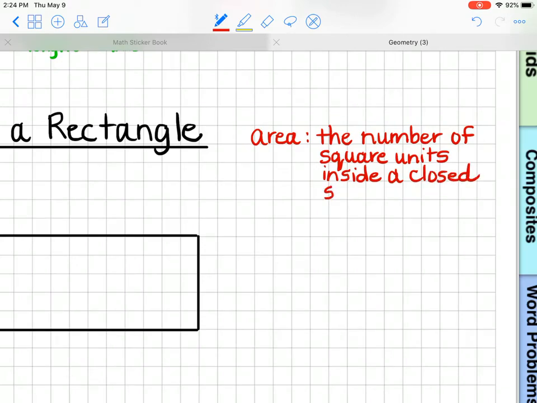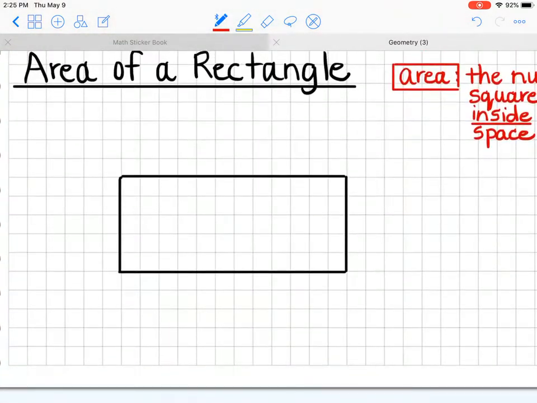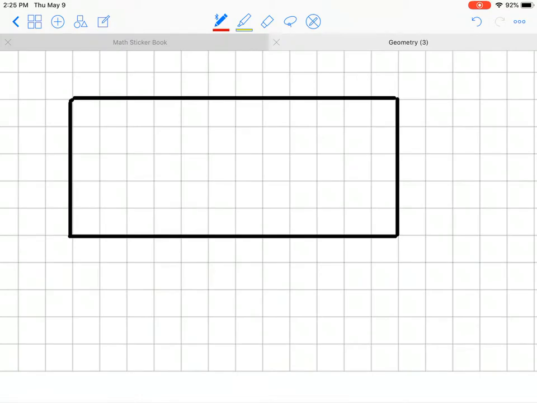And if you've ever put carpet in your house or tile, anything that's in the shape of squares, you've probably worked with area. You're looking at the number of squares inside. Area is an inside measure. Perimeter is an outside measure. So area and perimeter are 2 entirely different things. Okay, let's take a look at this rectangle and see if we can figure out how to do area.